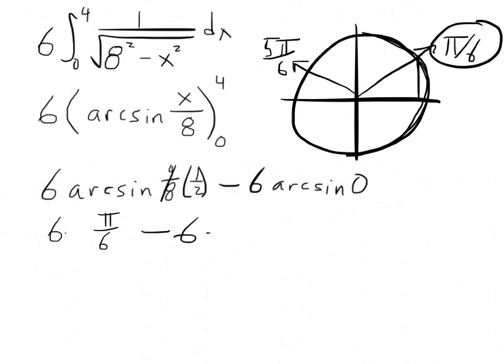Minus 6 times the arc sine of 0. So what angle has a sine of 0? That's this angle over here. That's an angle of 0, so 6 times 0. So all in all, our answer ends up being just pi. And that's it. We're done with that one.